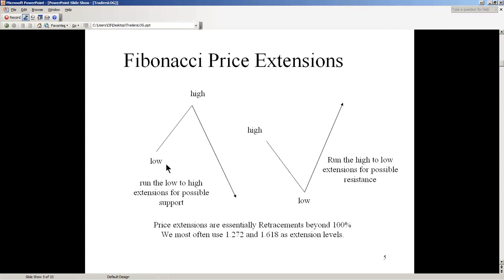As far as price extensions, you'd be running a prior low to high and extending downwards for possible support, 1.272 and 1.618, or measuring a prior high to low and extending upwards for possible resistance.